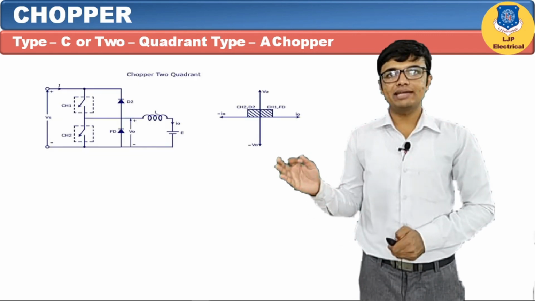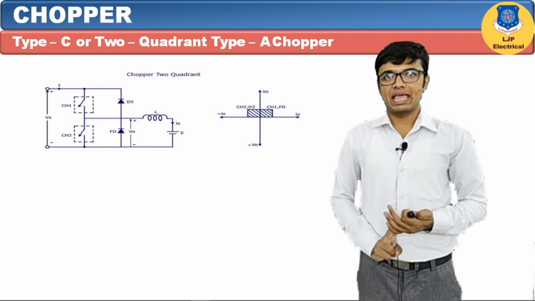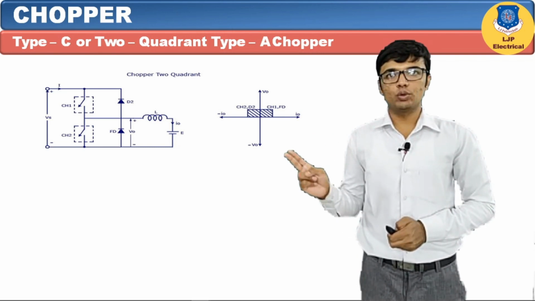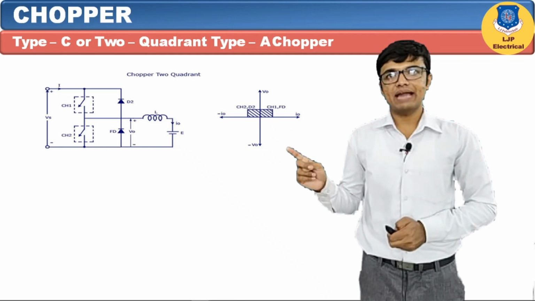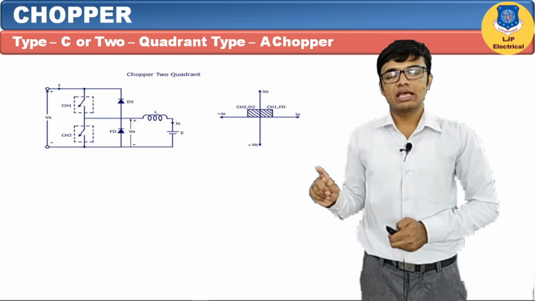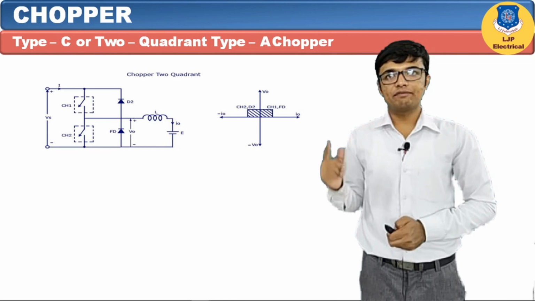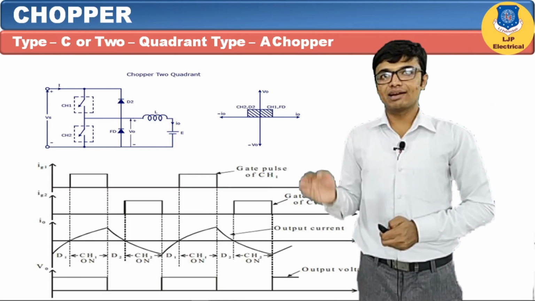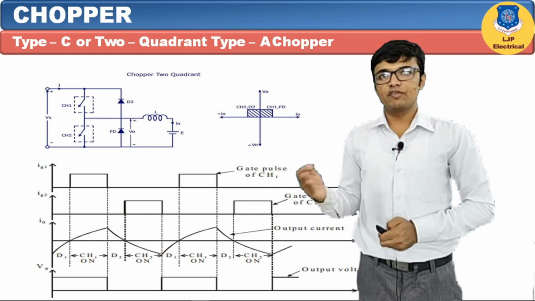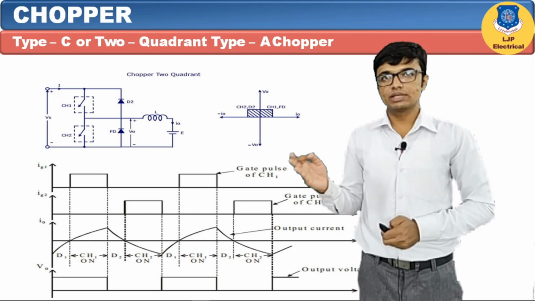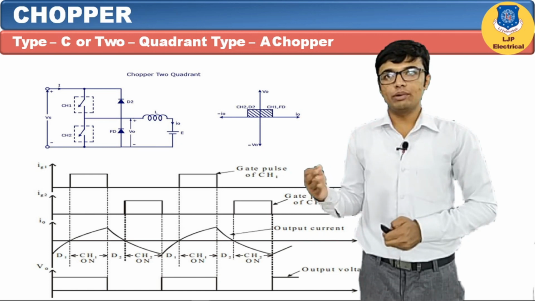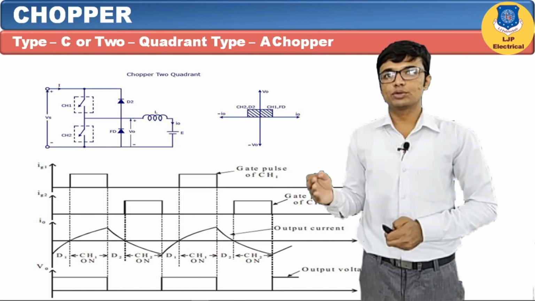As per the circuit diagram, it has two switches, switch 1 and switch 2, and two diodes, D1 and D2, and one inductor, one source and one load. So it will operate in first quadrant and second quadrant. Now suppose we have triggered the switch 1, the current will flow from the source through the switch 1, inductor and the load. So current will try to increase from the minimum to the maximum.